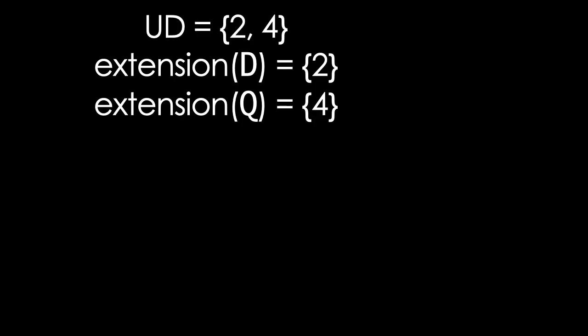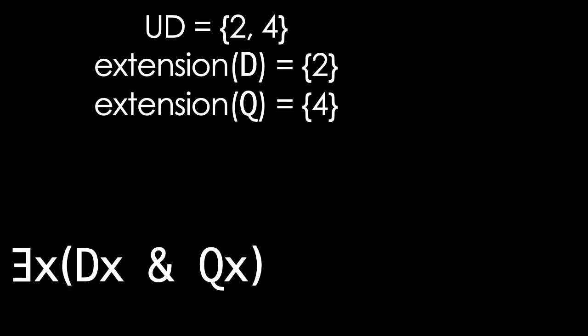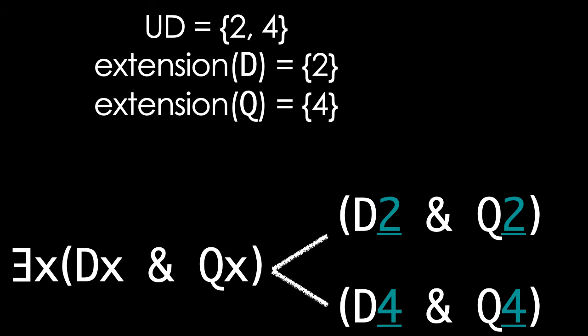Suppose, for example, we have this model. The universe of discourse is the set containing 2 and 4. The extension of the one-place predicate D is the set containing 2, and the extension of Q is the set containing 4. And we want to evaluate this sentence, exists x, Dx and Qx. We consider whether there's any member of the universe of discourse that satisfies the subformula D blank and Q blank. The existential quantifier is making the claim that at least one of them does.